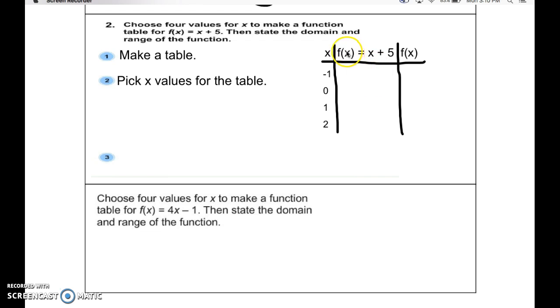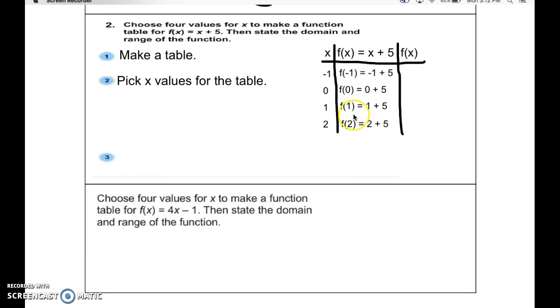So I'm simply going to substitute each of these values in for every time I see an x, and you're going to then calculate the output value based on each of those. So let's go ahead and do that. Substituting in the values is going to look like this. Now I have f of -1 is -1 plus 5, f of 0 is 0 plus 5, f of 1 is 1 plus 5, and f of 2 is 2 plus 5.